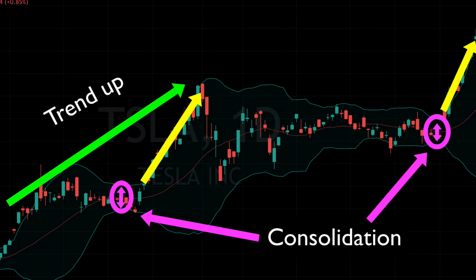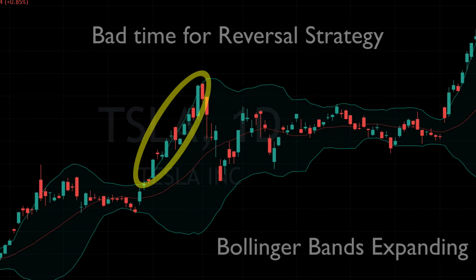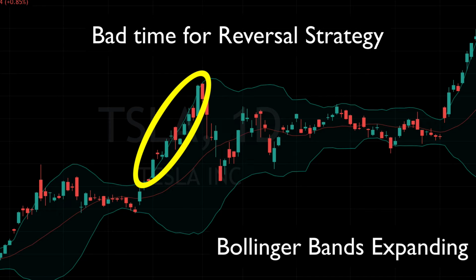A trader would likely be trading in the way of the trend in this case, but that doesn't mean it will always go in the direction of the trend. So think about the contracting and expansion of the bands when you're doing a reversal strategy. You probably don't want to be doing a reversal strategy if the bands had just started to contract and are now expanding. The way the stock is going when the bands are starting to expand is likely the direction it will continue to go in.